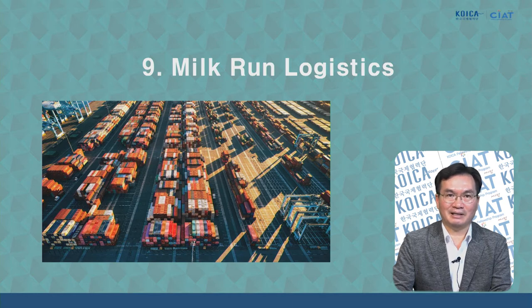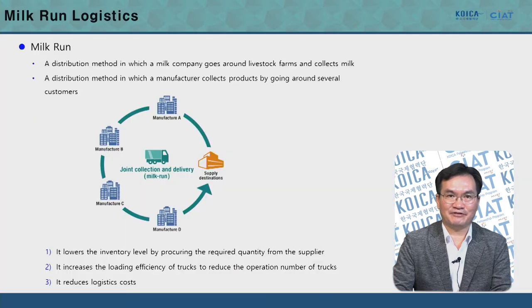Now, I will introduce Milkrun Logistics. Milkrun is a method in which a milk company collects milk by visiting livestock farms. Likewise, a manufacturer collects products by visiting various customer manufacturers. 1. It lowers the inventory level by procuring the required quantity from suppliers. 2. It increases the loading efficiency of trucks by reducing the operating number of trucks. 3. Therefore, it can reduce the logistics cost.